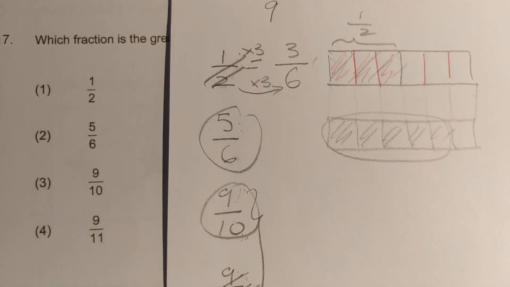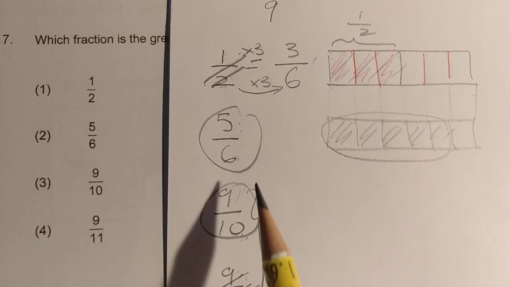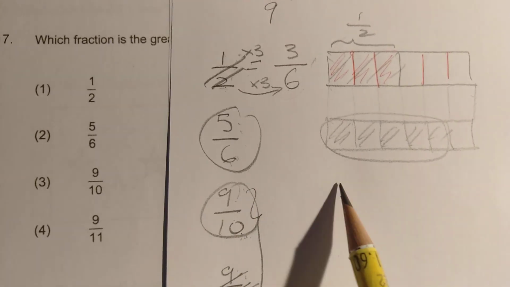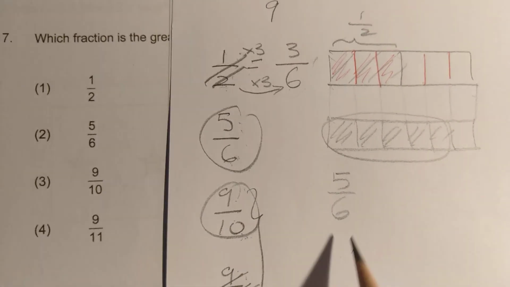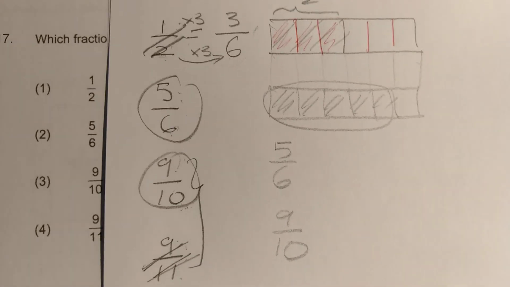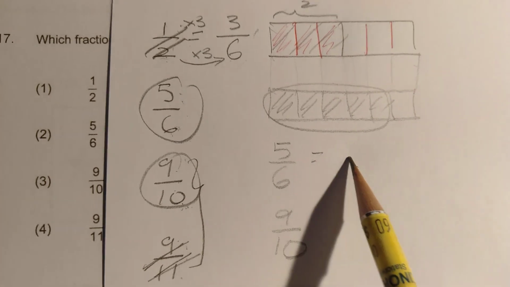How can we tell which is the larger fraction? I will suggest that you change the denominator to be the same because that makes the comparison easy. For example, the denominator here is 10 and this is 6. They're both not the same, right? I'm going to just rewrite them here. So let's change them to be the same denominator. Very simple.